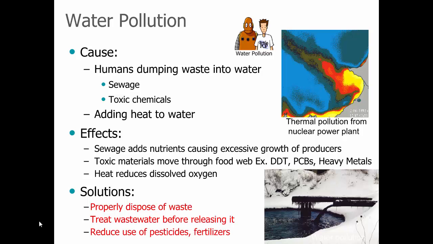So, the less use of pesticides and fertilizers. If you live near a stream and you treat your lawn with pesticides to kill the dandelions and things like that, well, a lot of that ends up in the water. As it rains, the runoff carries many of those chemicals with it. Those chemicals contribute to some of these issues.